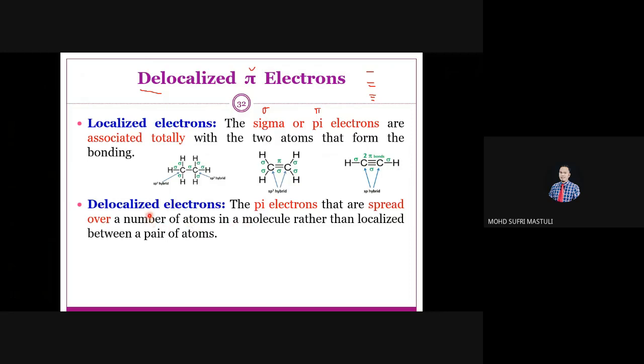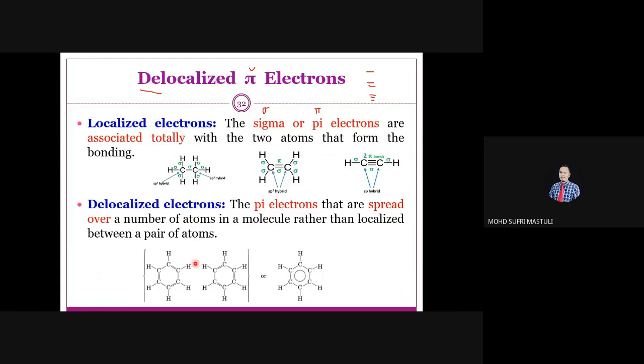So what is the localized electron? Delocalized means that the electron is moving. The delocalized electron is only the pi electron. Pi electrons, py or pz, should be spread over a number of atoms in a molecule rather than localized between a pair of atoms. We see in this diagram for this particular example, which is benzene.